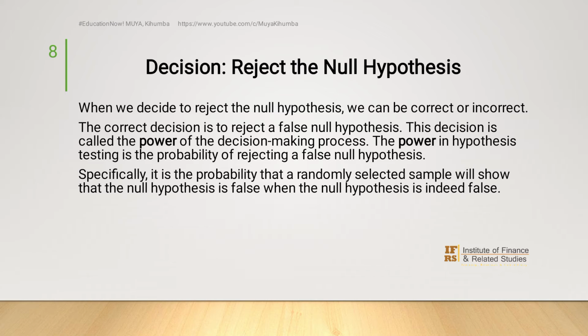We can also make a decision to reject the null hypothesis. When we reject the null hypothesis, we can be correct or incorrect. The correct decision is to reject a false null hypothesis. There's always some probability that when we decide that the null hypothesis is false, it is indeed false. This decision is called the power of the decision making. It is called power because it is the decision we aim for.